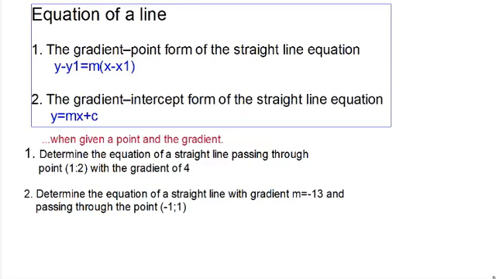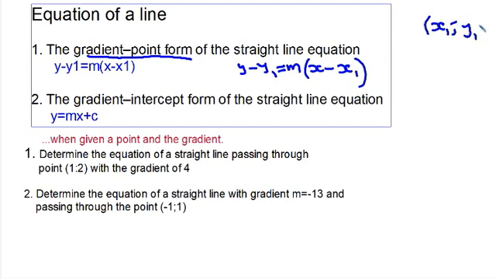We are looking at analytical geometry, equation of a straight line. There are two ways that we normally use in determining the equation of a straight line. The first one is the gradient point form. That is y minus y1 is equal to the gradient multiplied by x minus x1, and this x1 and y1 is the coordinate (x1, y1).